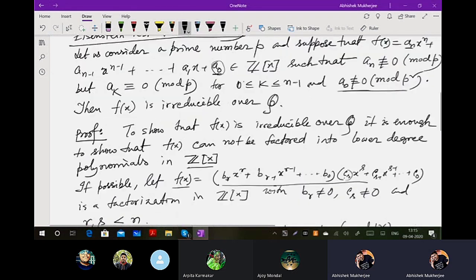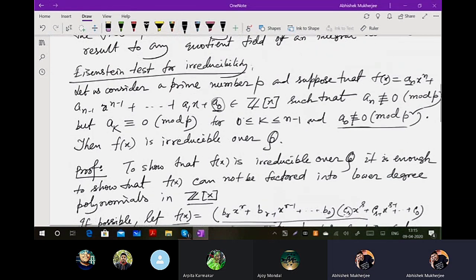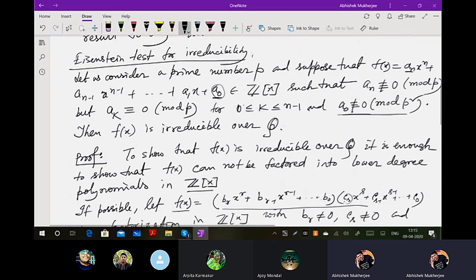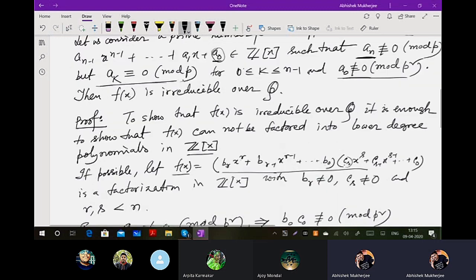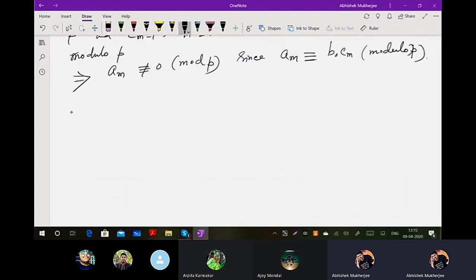But if we see our assumptions, then we find that the only coefficient of f(x) which is not congruent to 0 mod p is an, because all other coefficients are congruent to 0 mod p. So this implies this m must be n. There are no other options. So m must be equal to n.